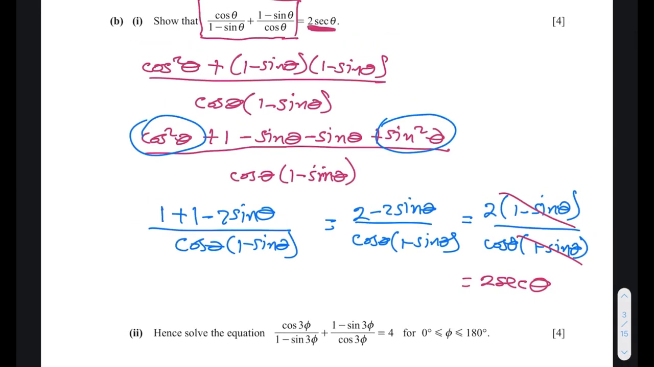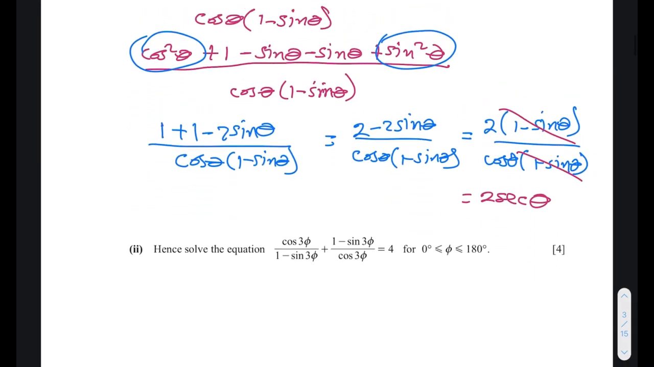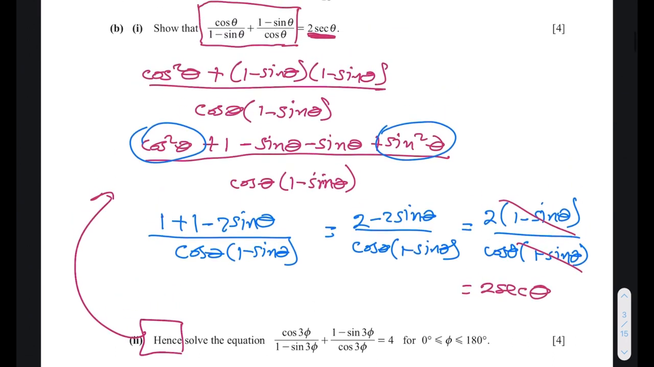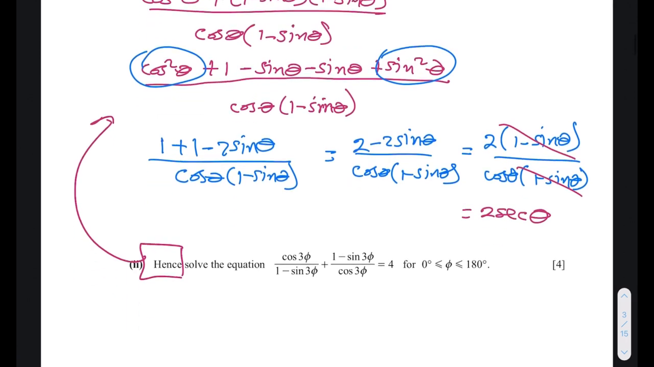Okay, so the next thing that you want to do, they said solve this equation. Now, they said hence. This means that whatever you are going to do in part II is related to I. Go back, check it out. What you have here is cos 3 theta, this cos theta, this 1 minus sine 3 theta, this 1 minus sine theta. Everything is the same. That is the reason why they said hence, solve it. So all that you have over here is actually 2 sec theta.